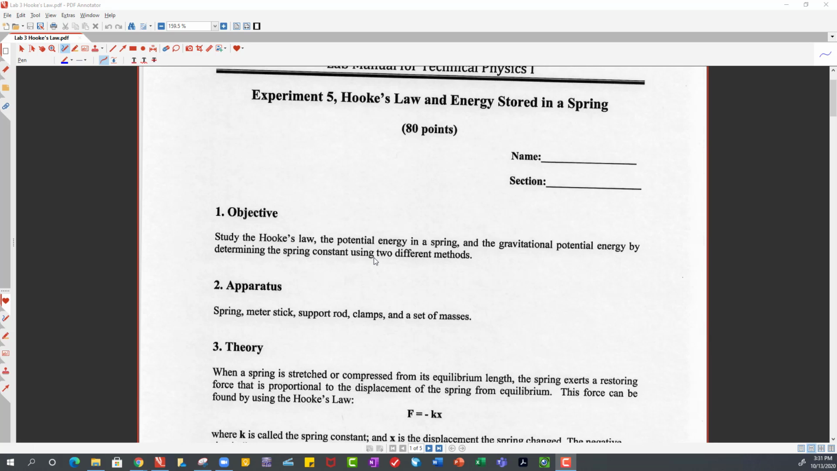We're going to determine the spring constant using two different methods, and then we're going to compare both those methods by looking at the percent difference between the results of the two methods and see if they are in close agreement. If they are in close agreement, that means we have confidence that both methods are valid methods to determine the spring constant of a spring.